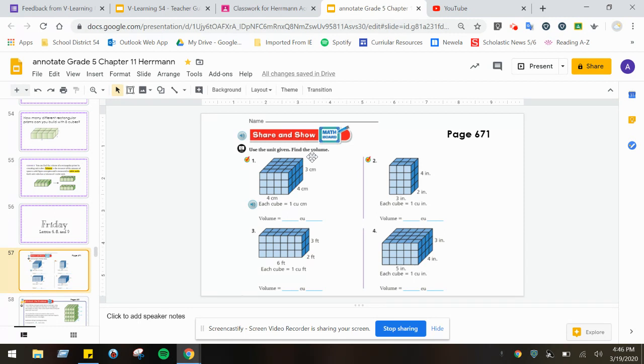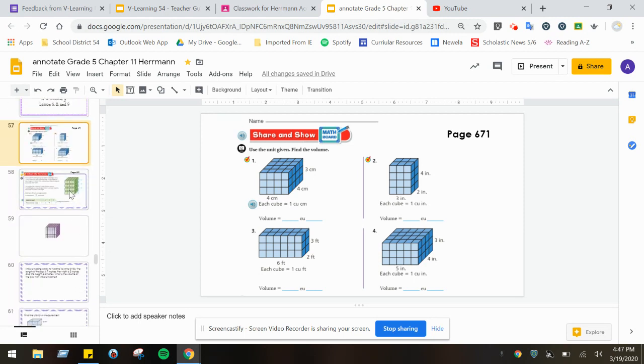Looking at number 2, again, if I want to find the volume, I could count all those little cubes, but I'm actually going to use my formula. So volume equals length times width times height. So 3 times 2 times 4, which would give you, if you said 24, you were correct. So 24 inches cubed. If you want to try the next 2, number 3 and 4, go right ahead and you can pause the video. If not, we're going to move on.